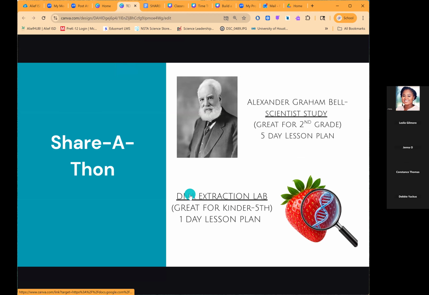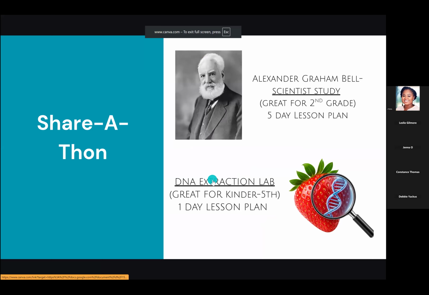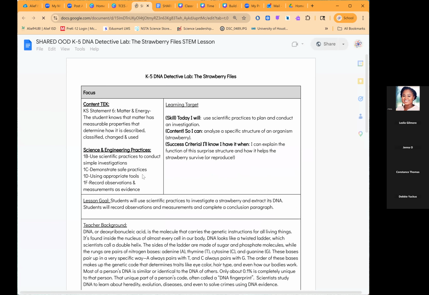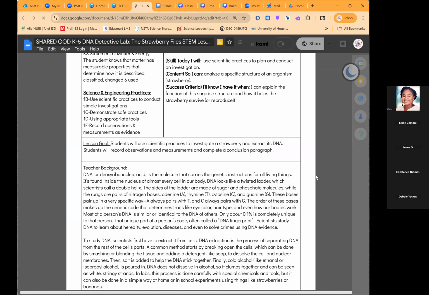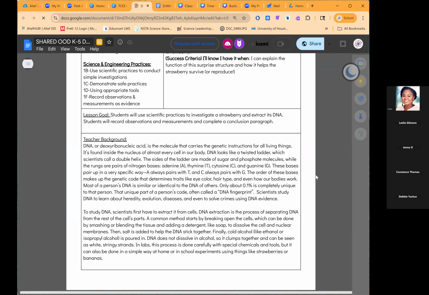The other one is the good old DNA extraction lab for strawberries. And the reason I put this one on there is because it's relatively inexpensive and easy to do, and it's exciting. With this, we have our learning target, and the learning target is broken up into the 3 dimensions.